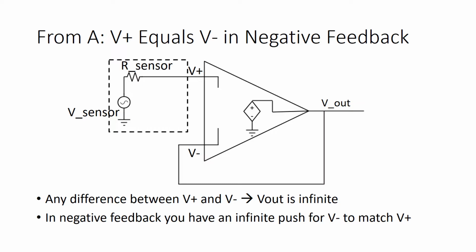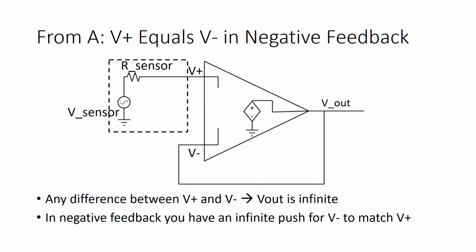It says that V plus has to equal V minus if the op-amp is in negative feedback. We can show that this is true by observing that if there's any difference between V plus and V minus, and A is infinite, then V out also has to be infinite. So that means that if V plus increases at all, then V out changes a lot and drags V minus with it until the input difference is cancelled.